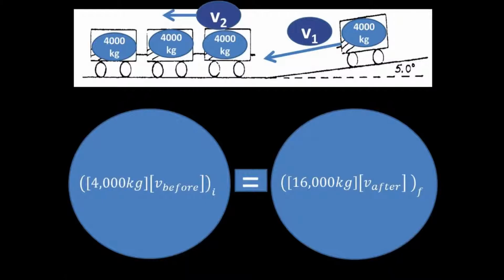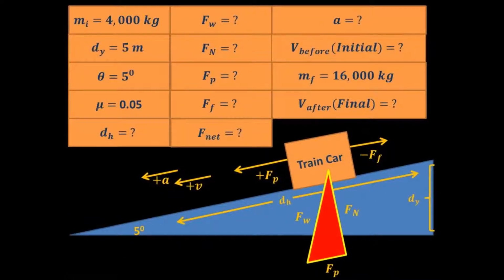The initial mass will be 4,000 kilograms. That will be the mass of the single car. And then after that single car collides with the other three, the single moving mass will be 4 times 4,000, or 16,000 kilograms. Everything listed in the table is what is given and what needs to be calculated.